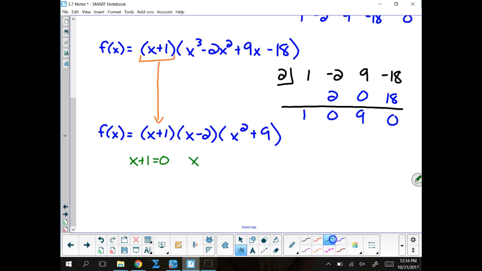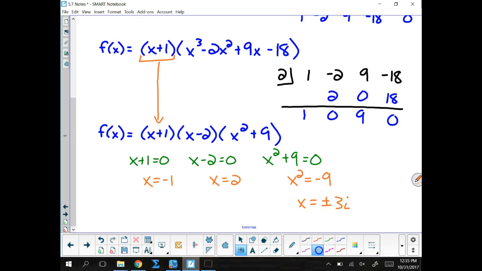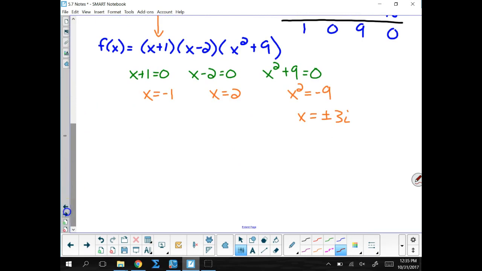So x plus 1 equals 0, x minus 2 equals 0, x squared plus 9 equals 0. So x is equal to negative 1, x is equal to 2. Those are the two that you guys found on the graph. X squared plus 9 means that x squared equals negative 9, which means x equals plus or minus 3i. We're taking the square root of a negative number. This was an all zeros case. So because it was an all zeros case, my answers are negative 1, positive 2, and plus or minus 3i.